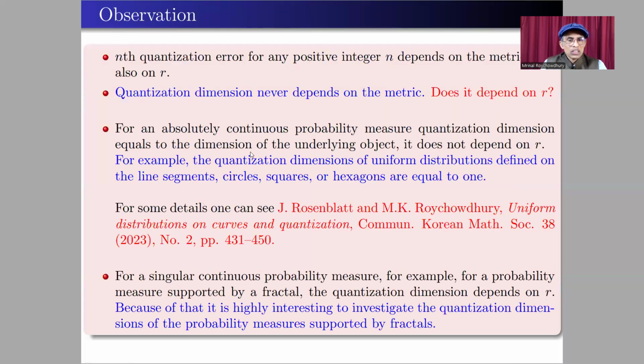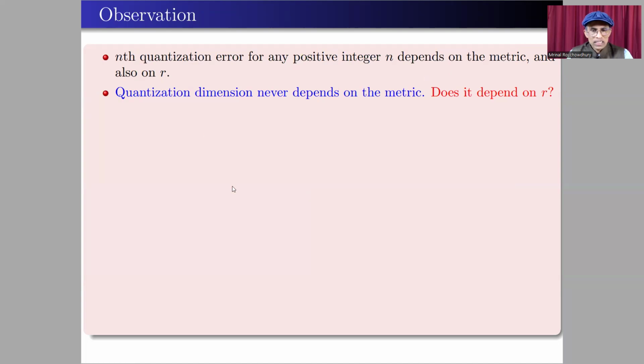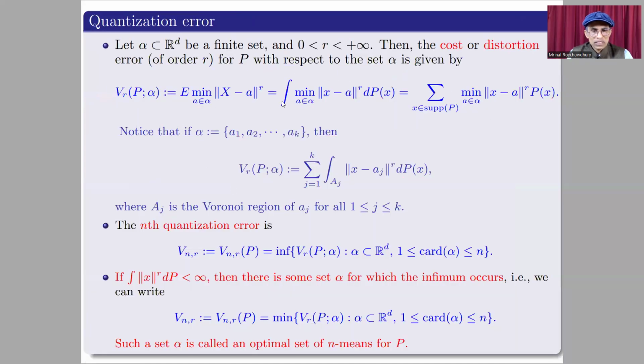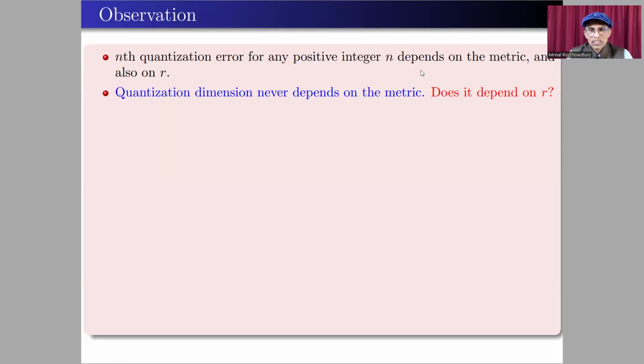Observation. The quantization error for any positive integer n depends on the metric and also on R. If you look at this, here is the quantization error. See that this error depends on this R, the power R, and also on the metric. But quantization dimension never depends on the metric. Does it depend on R?